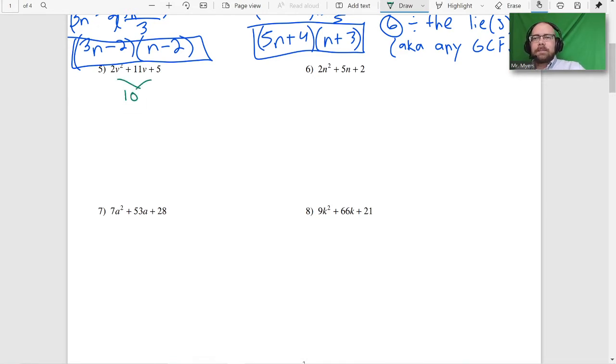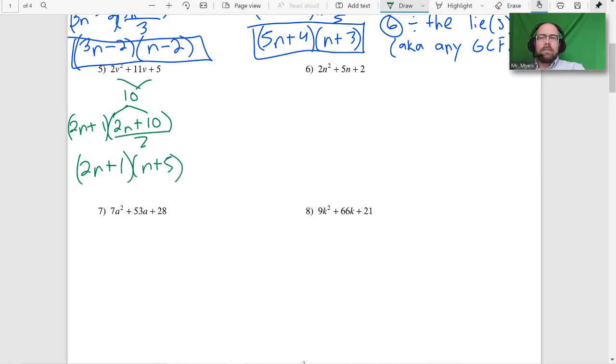All right, that's 10. And we want factors of 10, which is going to be 1 and 10. 1 and 10 make 11. Put the 2n in front. 2n plus 10. Divide out the 2. 2n plus 1. And n plus 5. And there we go. All right, so we're starting to consolidate a little bit more here.